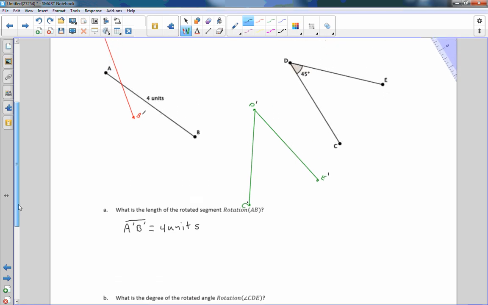B, what is the degree of the rotation of angle CDE, C prime, D prime, E prime? Since it's just a rotation and rotations preserve shape and size, this is also 45 degrees.